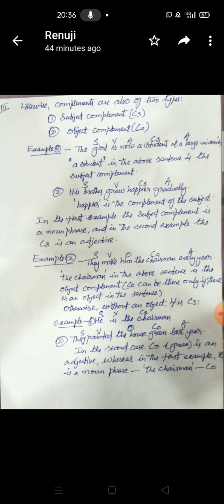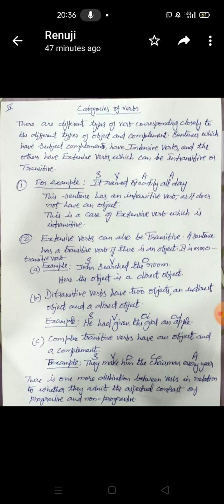Now we come to the verbs, the categories of verbs. There are different types of verbs corresponding closely to the different types of object and complement. Sentences which have subject complements have intensive verbs, that is, verbs with subject complements. They are known as the intensive verbs. These verbs are also linking verbs like be, appear, seem, grow. They are all linking verbs or intensive verbs which require a subject complement. And others have extensive verbs, which can be intransitive or transitive.